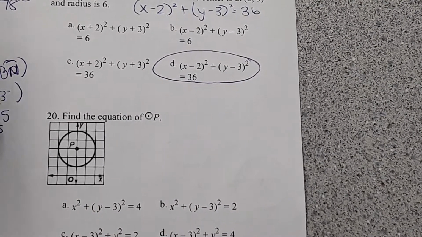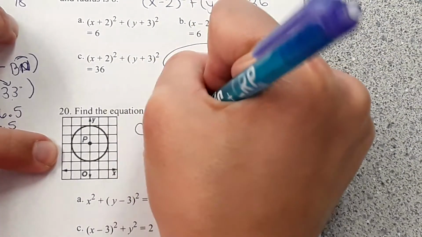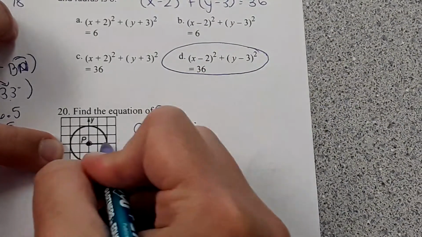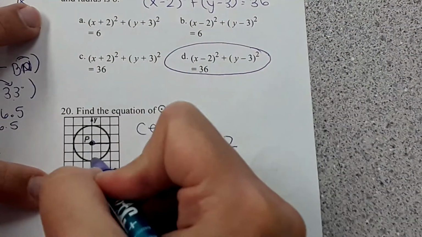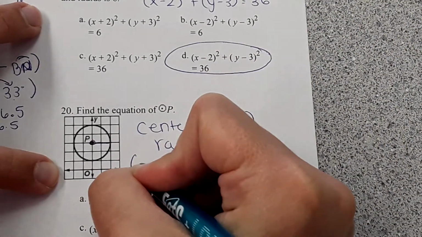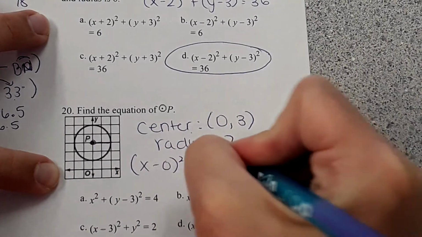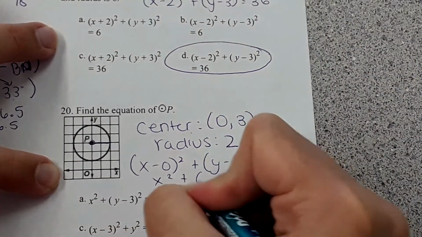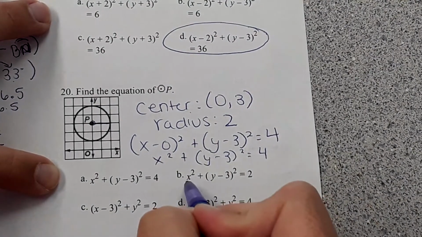Number 20. Now it shows you the circle. You have to find the equation for circle P. To find the equation, you would need to know the center, and you would need to know the radius. The distance from the center to the outside is 2 units, and then the center here is at 0, 3. So therefore, the equation would be x minus 0 squared, which will just be x squared, plus y minus 3 squared equals 2 squared, which is 4. This would just be x squared plus y minus 3 squared equals 4. Looking for that in the answer choices, and it is right here.